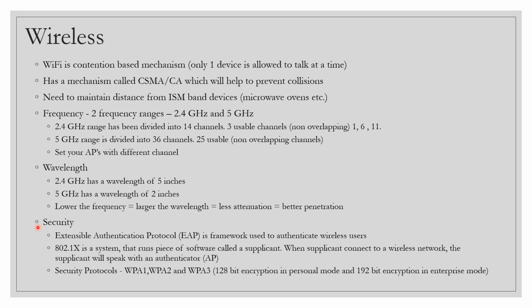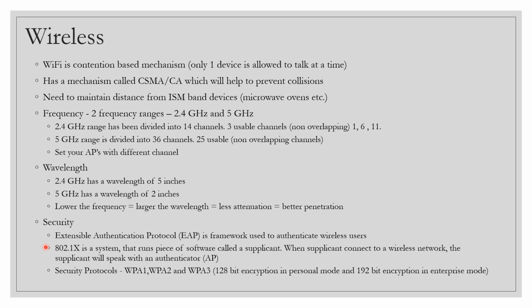Security. In the security aspect, Wi-Fi has a framework called EAP, or the Extensible Authentication Protocol, and that's the framework within which it is used to authenticate the end users or the wireless users. Now, you might have heard about 802.1X. So 802.1X is basically a system that will run a piece of software. That software is called a supplicant.